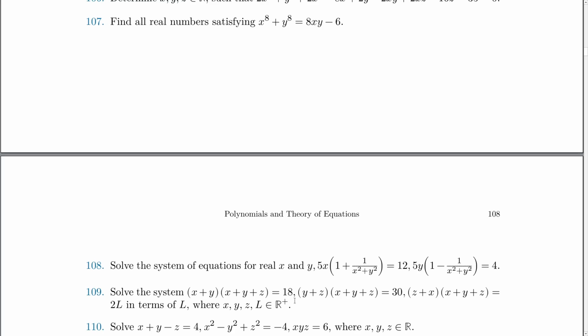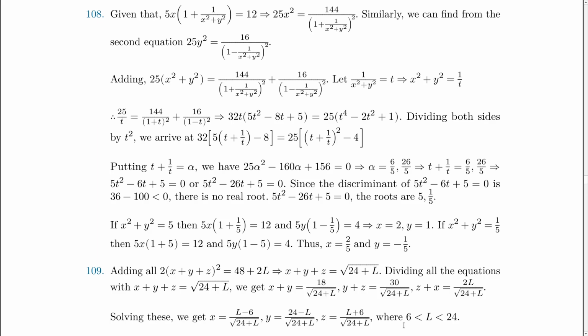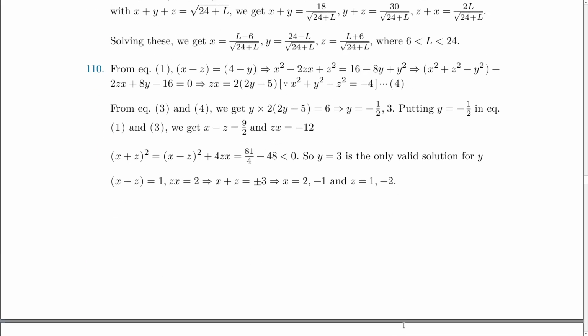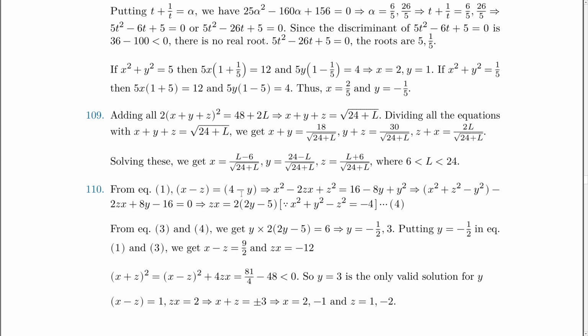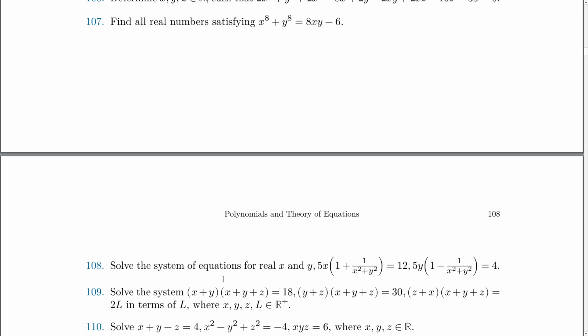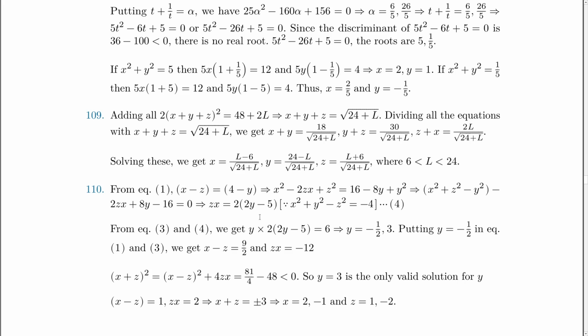Now we come to the last problem, question number 110, which says solve x plus y minus z is equal to 4, x square minus y square plus z square is equal to minus 4, and xyz is equal to 4, where x, y, z belong to the set of real numbers. So from the first equation, we have x minus z is equal to 4 minus y. That is this equation.